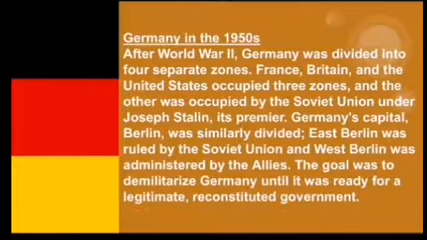And the Germany of the 1950s. After World War II, Germany was divided into four separate zones. France, Britain, and the United States occupied three zones, and the other was occupied by the Soviet Union under Joseph Stalin. Germany's capital, Berlin, was similarly divided. East Berlin was ruled by the Soviet Union, and West Berlin was administered by the Allies. The goal was to demilitarize Germany until it was ready for a legitimately constituted government.